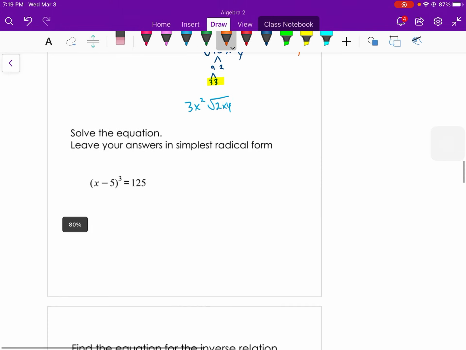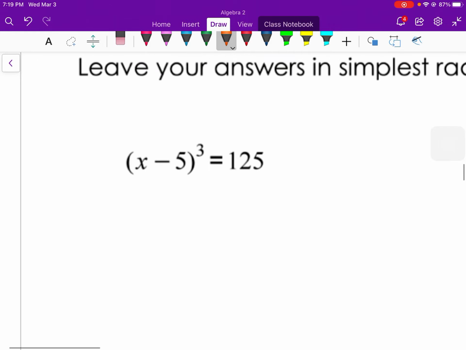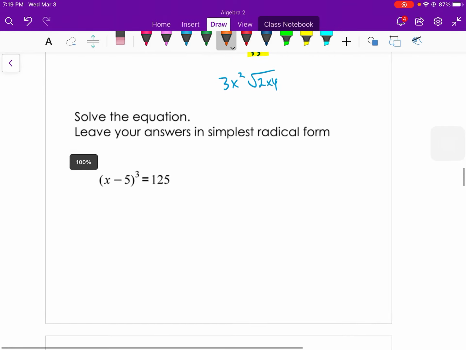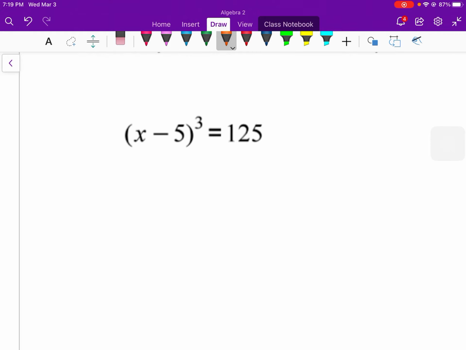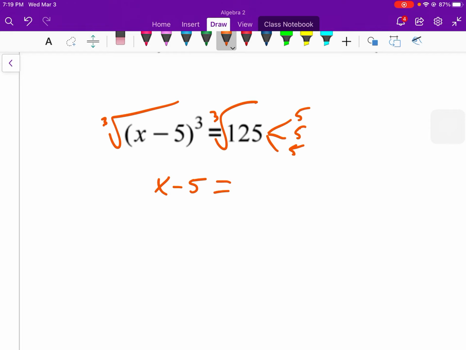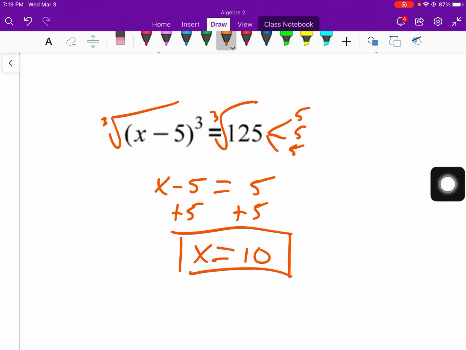This is your final answer. So we're going to check for extraneous solutions if needed. Since we have the cubed, we should be fine here. An inverse operation would be cubic, or the cubed root. So x minus 5 equals 125, which is 5 times 5 times 5. Add 5 to both sides, so we get x equals 10. If we plug that in, we would get 10 minus 5. 5 cubed is 125, so that looks good.